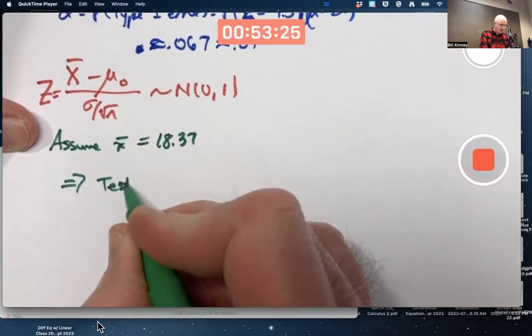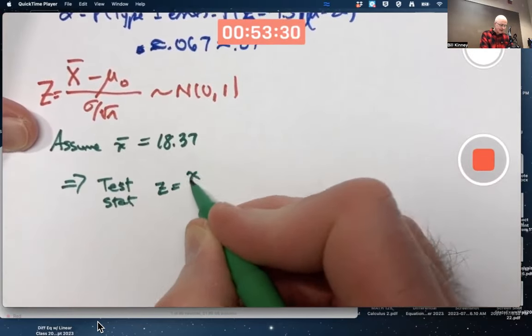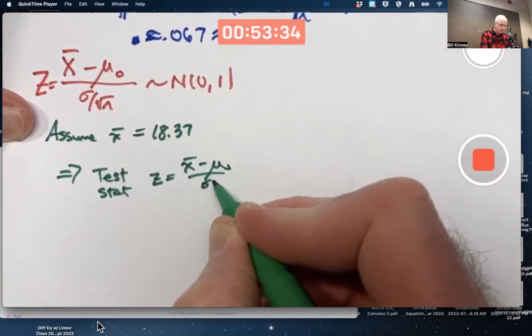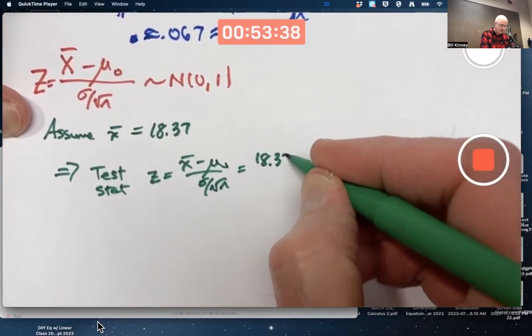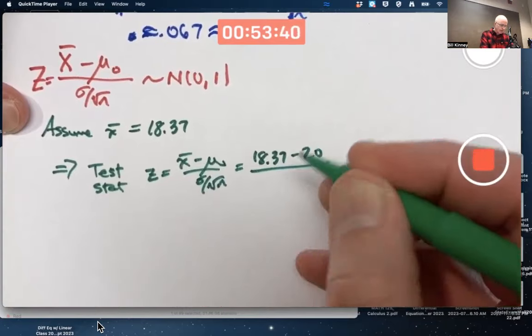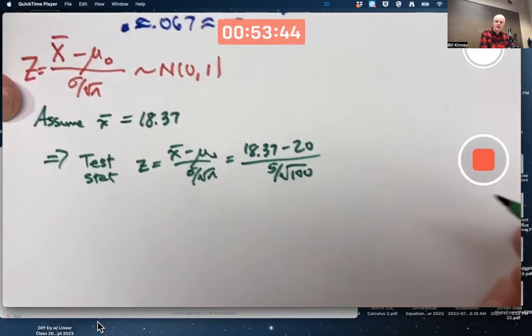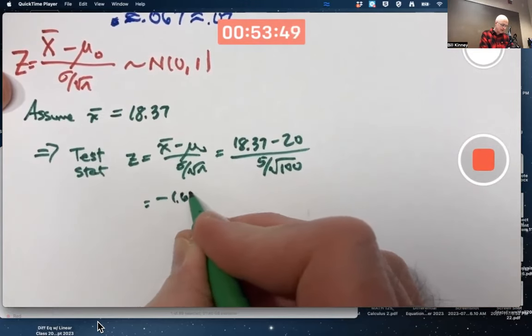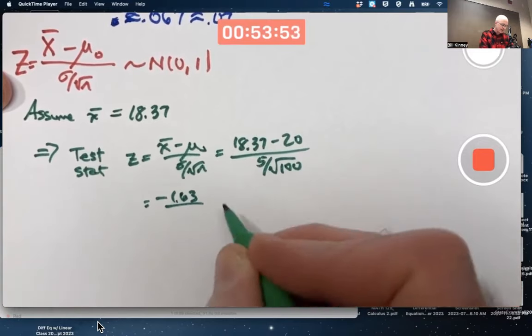The test stat that we ultimately use is z, this observed value of little x bar minus the null value over sigma over square root of n. So that's going to be 18.37 minus 20 over sigma was 5, n was 100. This is negative 1.63. Square root of 100 is 10. 5 over 10 is 1/2.